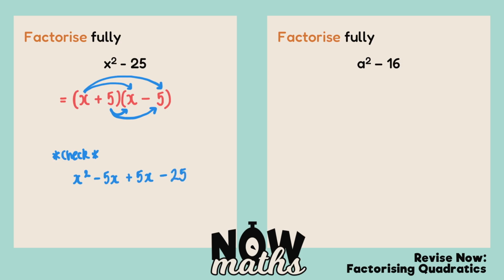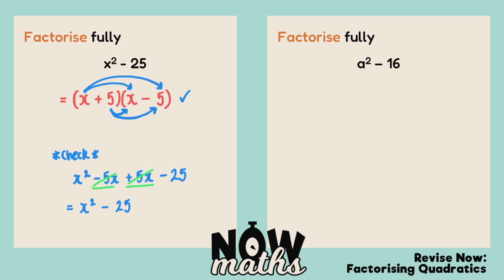And if we simplify this, we have a negative 5x and a positive 5x, which simplify to give us 0. So we get x squared, subtract 25 when we simplify, and this is exactly what we started with, so we must have factorised our quadratic correctly.